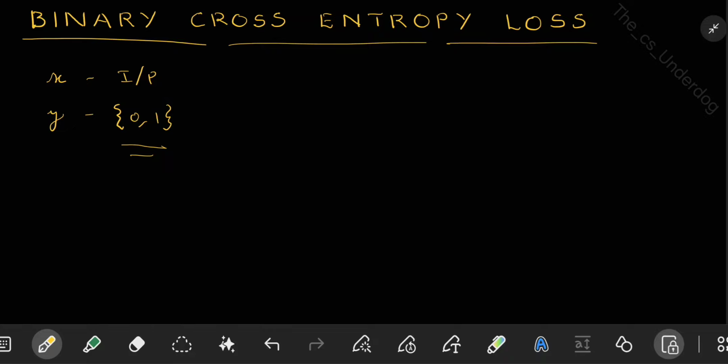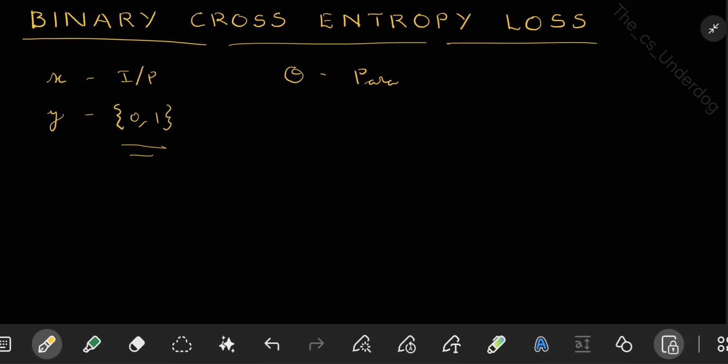Next thing is theta. Theta is the model parameters. Actually this theta is what you want to find out. You are training the model so that you can find out the right values of theta. If the model has the right values of theta, then when you pass x through the model, you will get the correct value of y. So theta is what you want to find out. You are training the model so that the model parameter theta can be found out.